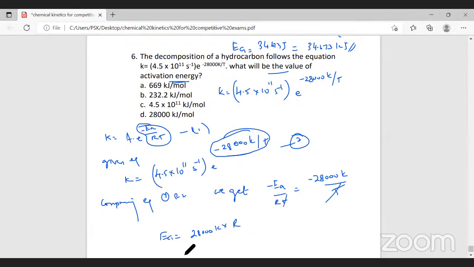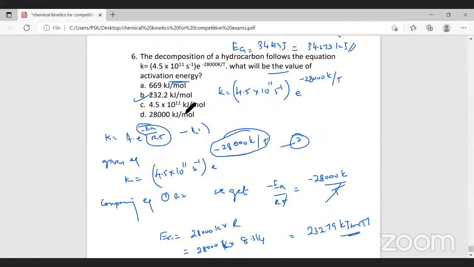We know that R value is 8.314. So when you multiply these things, we get 232.79 kilojoules per mole. Hence, the answer for this question will be option B. All right. Answer for this question is option B.